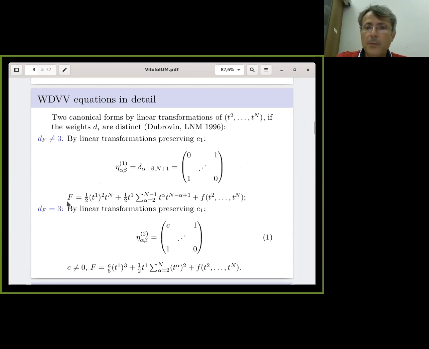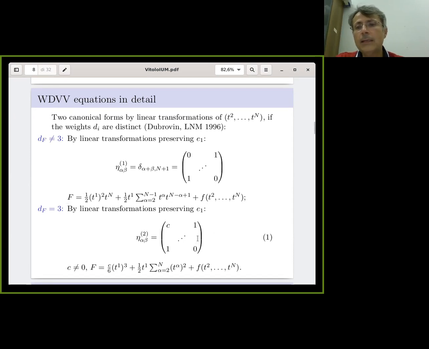And the form of the function F is completely specified in the part which contains t1 because of the requirement on third order derivatives. Plus, there is a kind of tail which is totally unknown, and it depends only on t2, ..., tn. And the actual WDVV equation is spelled out in terms of this unknown function f. So we shall not confuse capital F and small f. Small f is the unknown part of capital F.